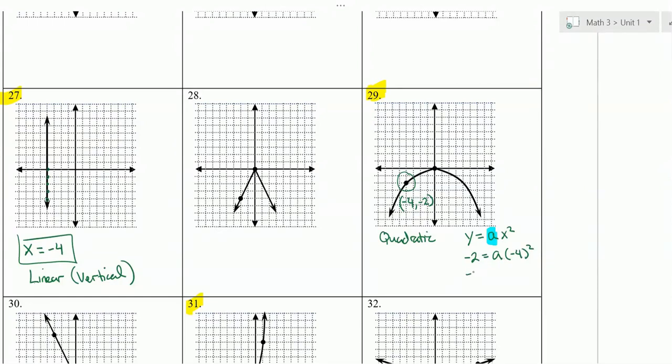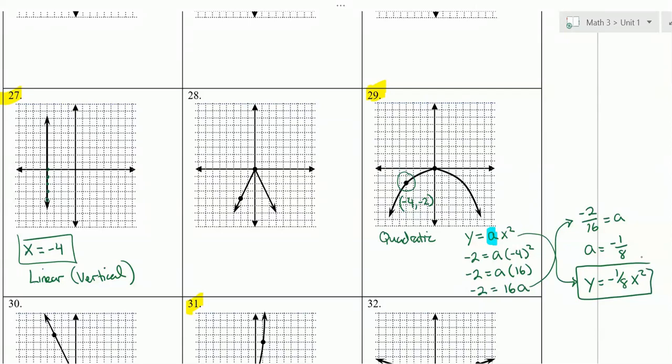and solve for a. So we end up with negative 2 is equal to a times positive 16. This is the same thing as negative 2 is equal to 16 times a. If you feel more comfortable switching that around, you can. I'm going to divide both sides by 16, and you end up with negative 2 divided by 16 equals a. So a is going to be, I'm going to reduce that fraction, divide top and bottom by 2, and I get negative 1 over 8. So my equation is y equals negative 1 over 8 x squared.